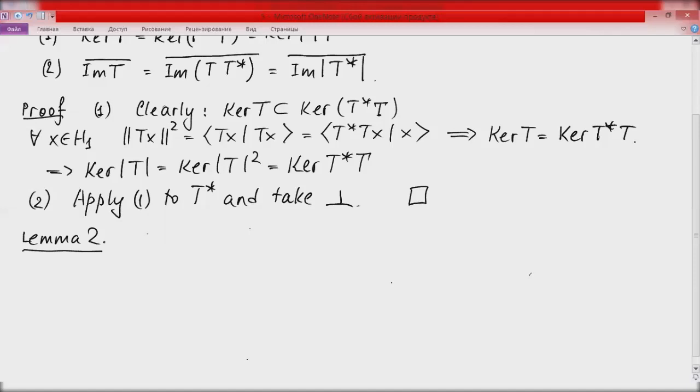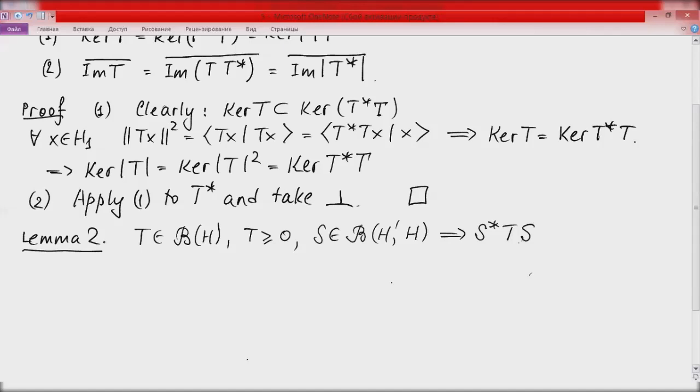If T is a positive operator on a Hilbert space H, and S is an arbitrary bounded operator from another Hilbert space H prime to H, then the product S star TS, which is an operator on H prime, is also positive.